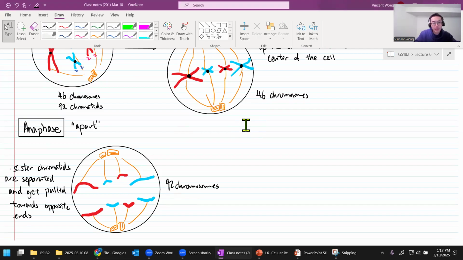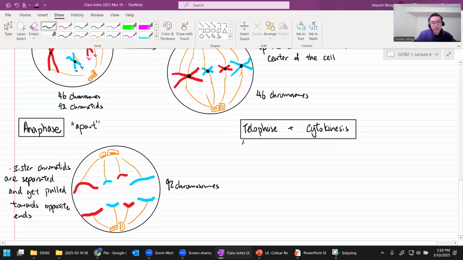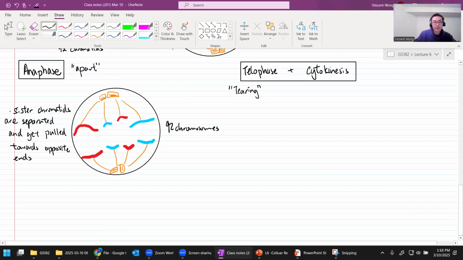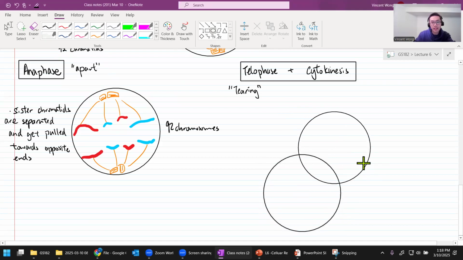And finally, we have telophase. Telophase plus cytokinesis. That's a big word. Cytokinesis. Okay. T is for tearing. Tearing. Okay. So basically what's happening in telophase is the opposite of prophase. The centrioles are going to be here now. Our nuclear envelope is going to start to form again.